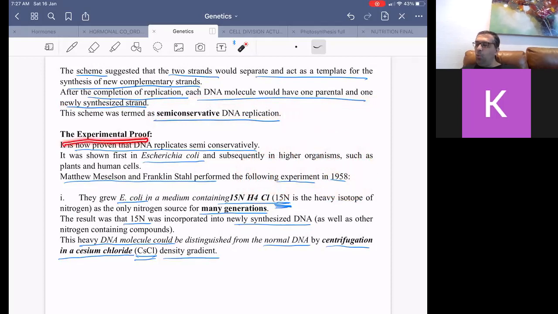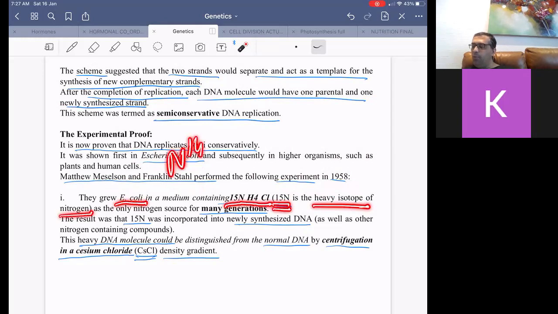The experimental proof that DNA replicates semi-conservatively was first shown in E. coli by Meselson and Stahl, who performed an experiment in 1958. Now, what did they do? They grew E. coli in a medium containing N15H4Cl. N15 is a heavy isotope of nitrogen. Elementary nitrogen is N14. N15 is a heavier isotope of nitrogen.